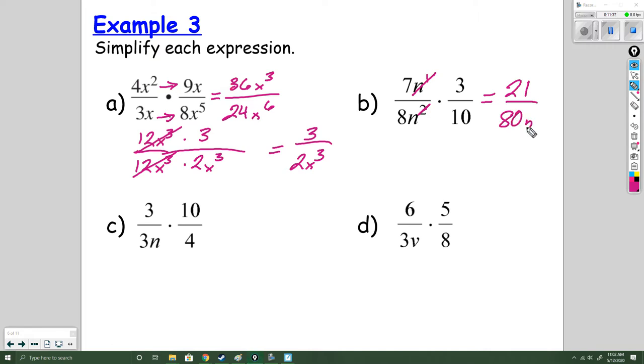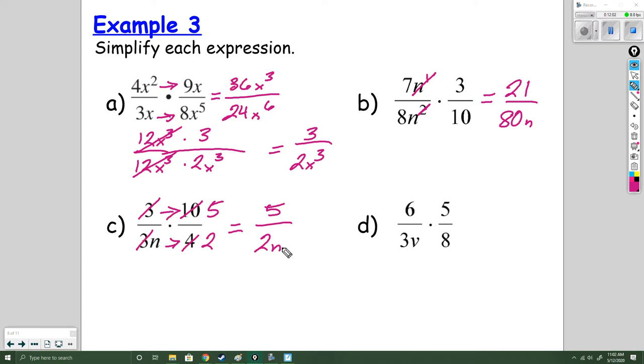All right, C is a good example about us crossing it out right away. 3 over 3, that cancels out. 10 over 4, the greatest common factor there is 2. So once we get rid of that factor of 2, we'd have 5 and 2 left over. And then we can just multiply straight across here, and we get 5 on 2n.